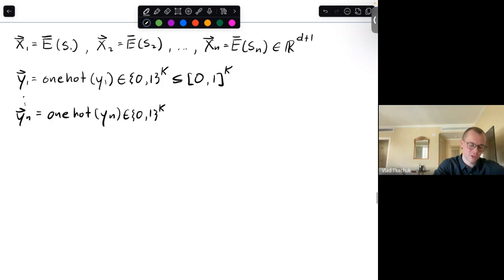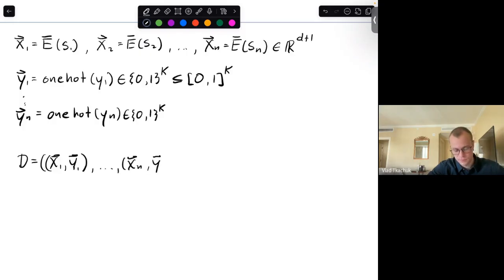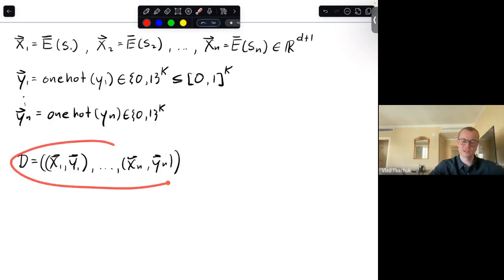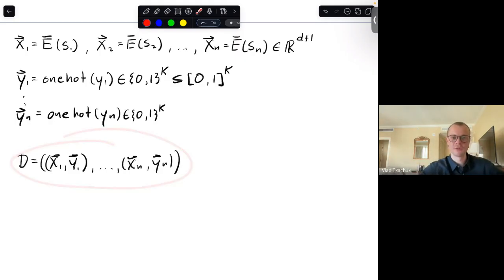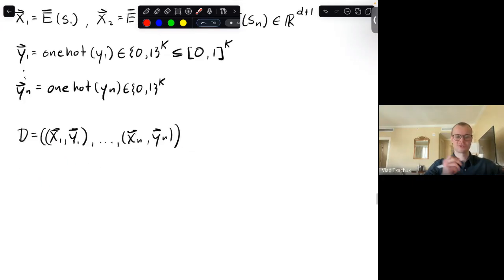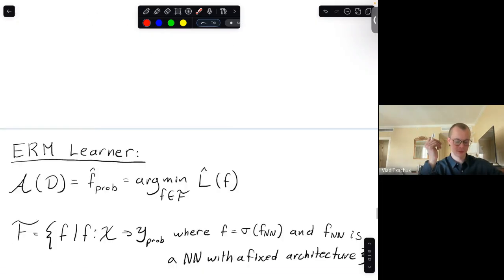And then ultimately, this gives you a data set, which is you group up x1, y1, as we've seen in this course many times. Well, these are actually vectors now, these y's, because they're one-hot vectors, up to xn, yn. Okay, and this looks exactly like the multi-class classification setting now, which we have learned about. And so all you need to do now is just solve that problem. And we already know which function we're using, which is this neural network style thing we saw above for predicting probabilities. And so ERM looks as follows.